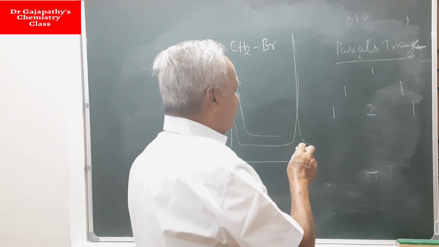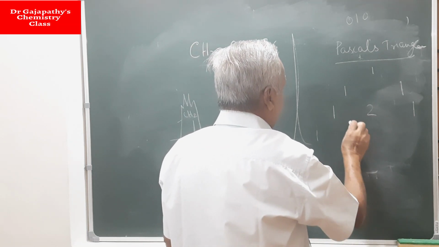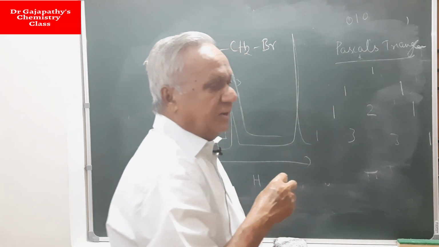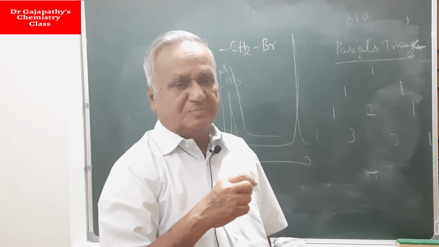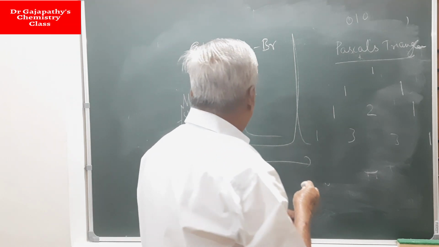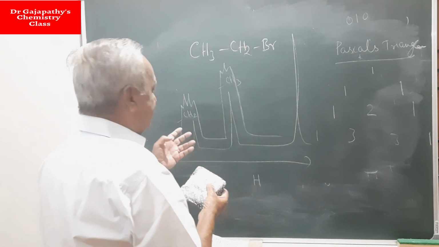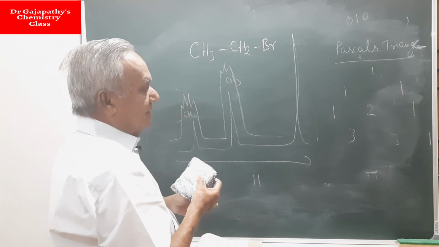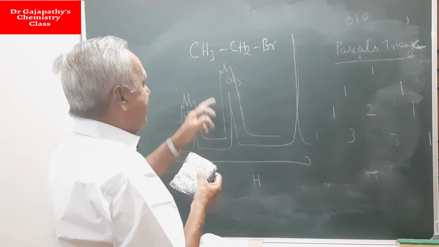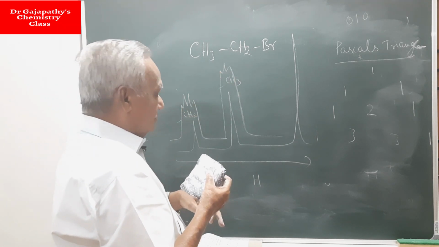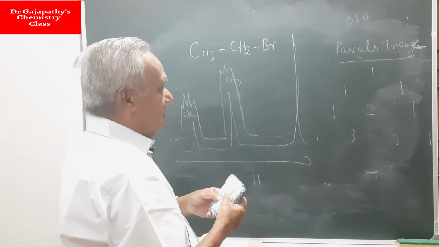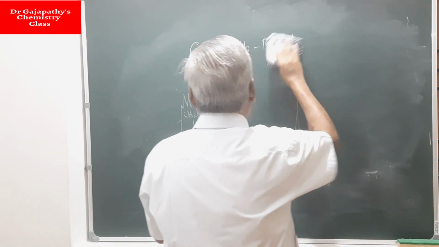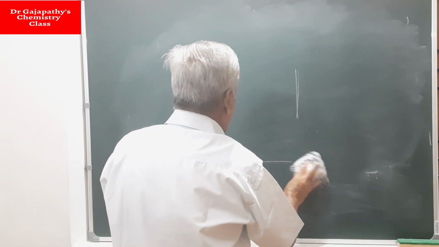I am writing for a quartet now. 1, 2 plus 1, 3, 2 plus 1, 3, 1 plus 0, 1. 1, 3, 3, 1 will be the intensity ratio. So, keeping that in mind, I have drawn like this. A quartet will be 1, 3, 3, 1. A triplet will be 1, 2, 1. So, this is how you get the spectrum. So, that's about the splitting pattern, or what you call spin coupling is the name given to that.